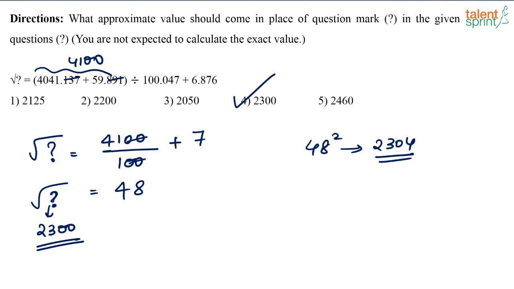See, what is 48 squared? 48 squared is nothing but 50 minus 2 the whole square, right, or that is nothing but 2500 plus 4 minus 200, that is 2304.